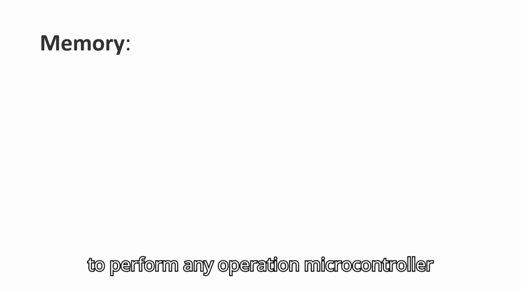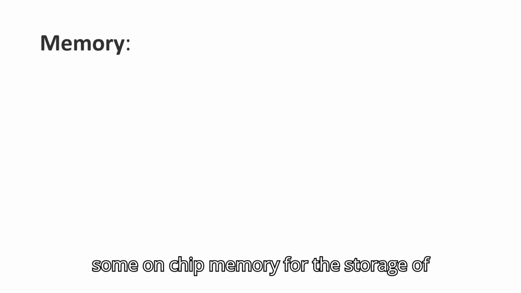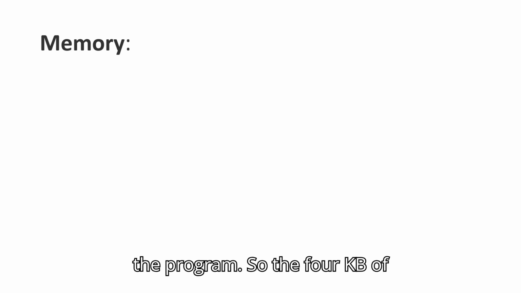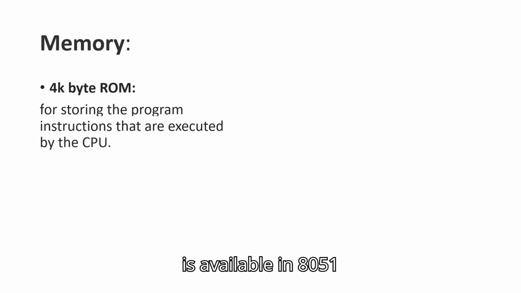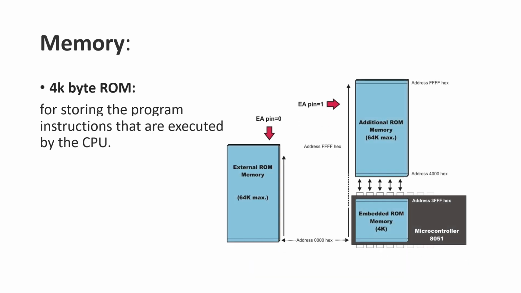The next is memory. To perform any operation, microcontroller requires a program to guide the microcontroller to perform the specific task. This program installed in microcontroller requires some on-chip memory for the storage of the program. So, 4 KB of ROM is available in 8051 and it can be expandable up to 64 KB. You can see this diagram. Microcontroller also requires memory for storage of data and operands for the short duration. So, 128 byte RAM is also available in 8051.